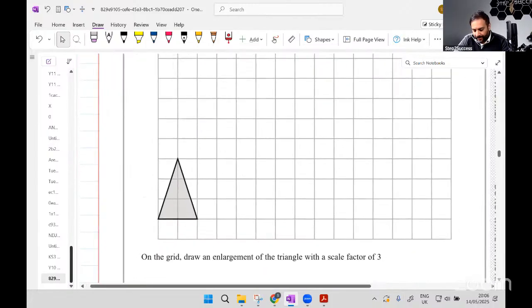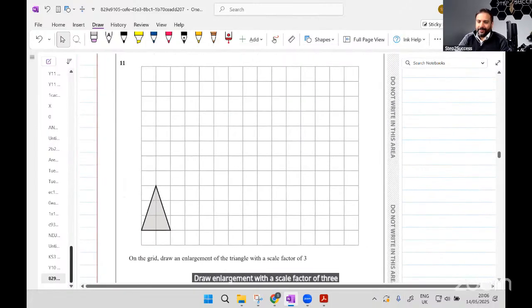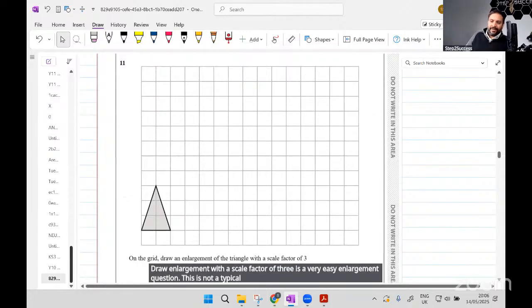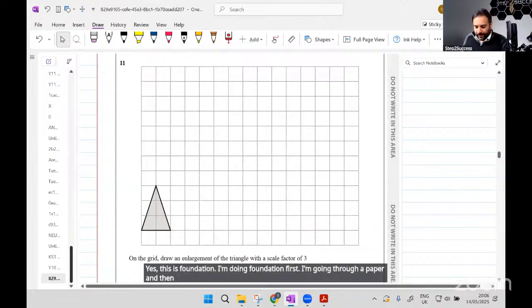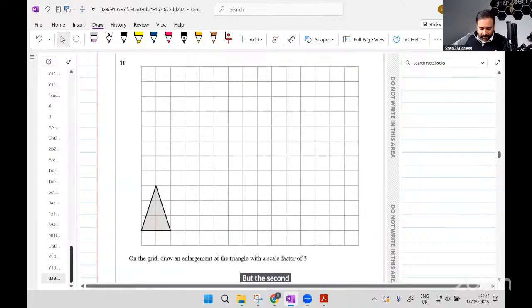Draw an enlargement with a scale factor of 3. This is a very easy enlargement question. This is not a typical enlargement question where you have to do a scale factor. Yes, this is foundation. I'm doing foundation first. I'm going through a paper, and then I'll move on to the harder stuff. But the second half of this will be higher level. We're not quite there yet.